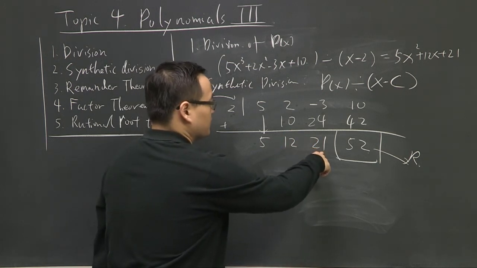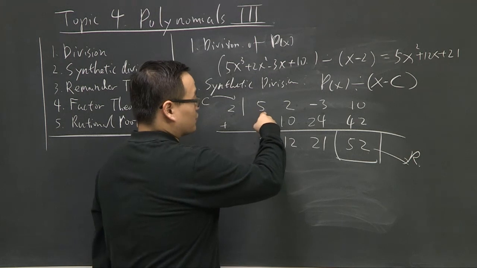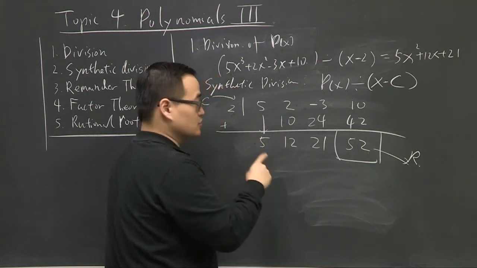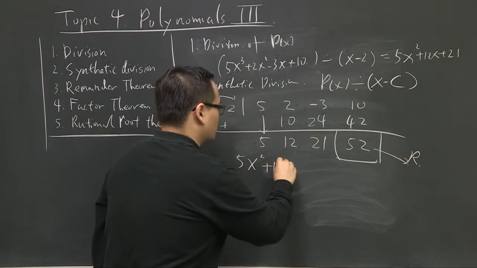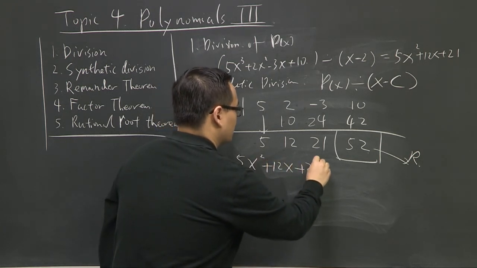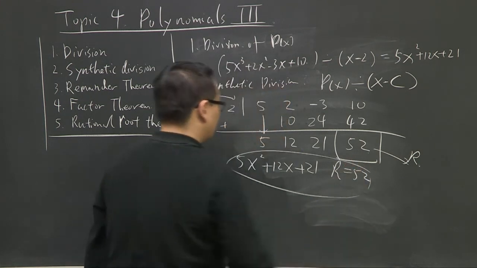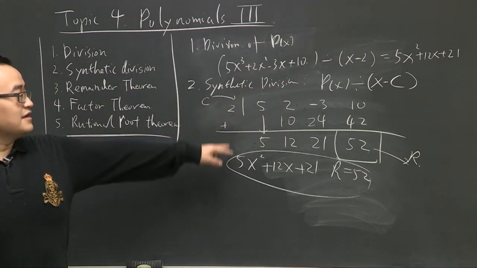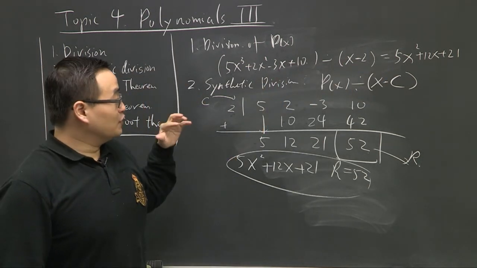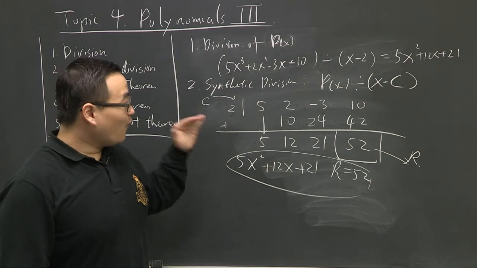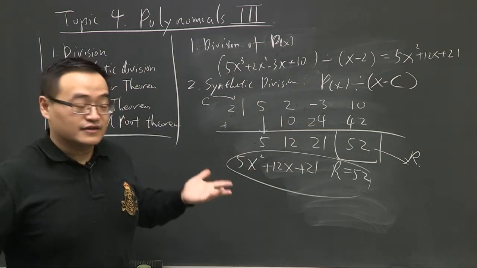So you remember, it's getting reduced by one term, right? So it was 3, 2, 1, 0. Now it's going to be 2, 1, 0. So it's 5x squared plus 12x plus 21 with a remainder of 52. Does that match what we did before? Exactly, right? So it's a really, really quick way. All you have to do is list out the coefficients, and you're done, right?